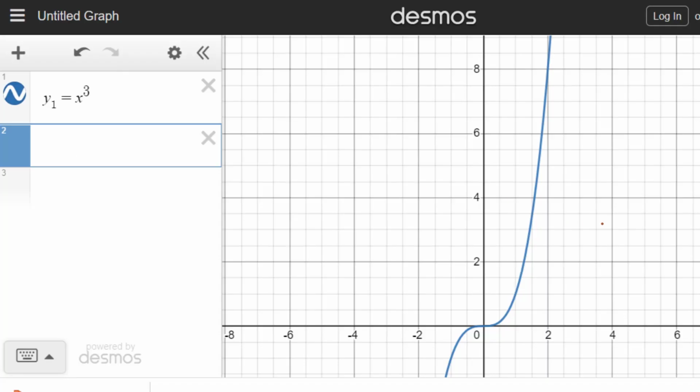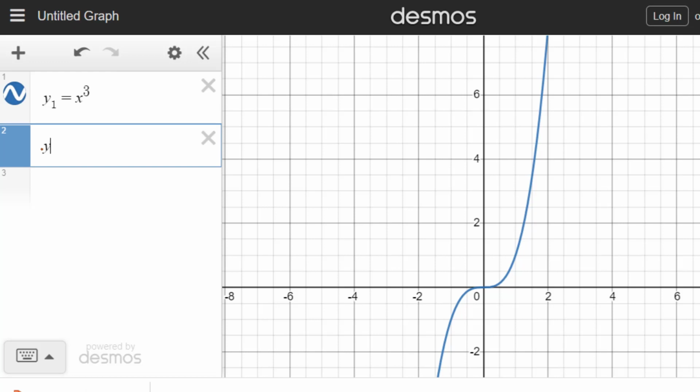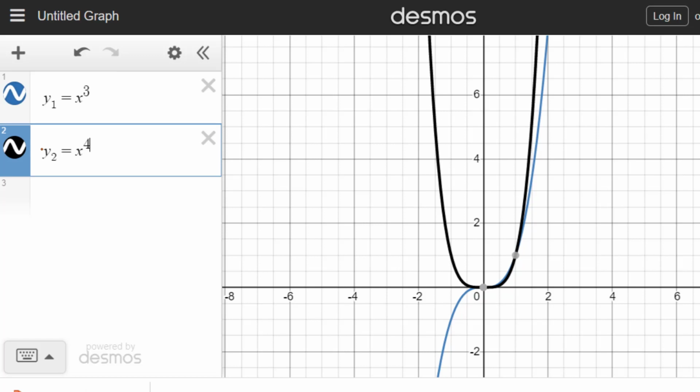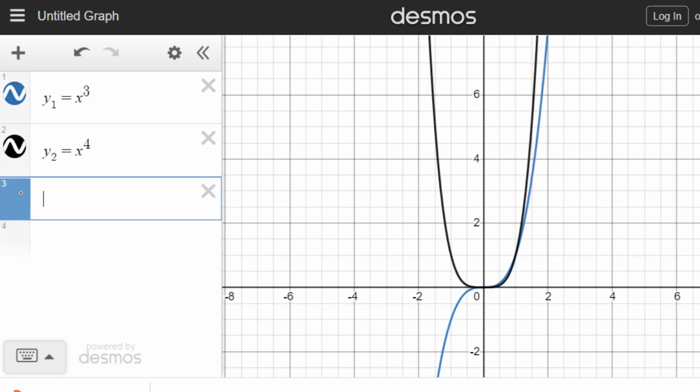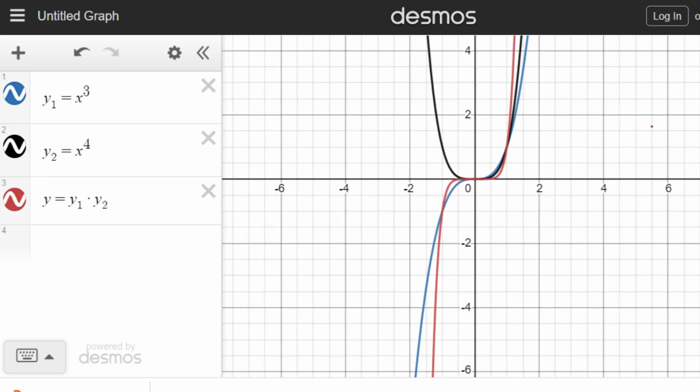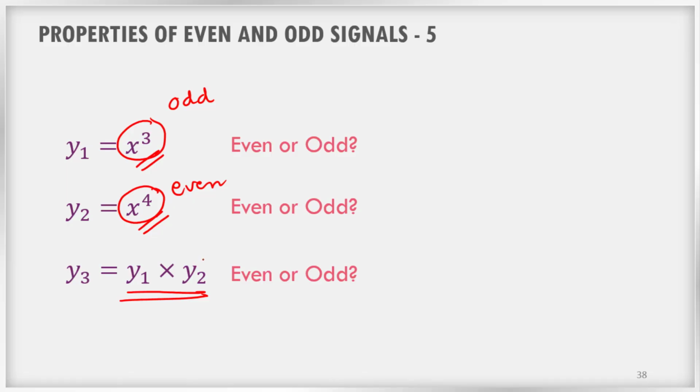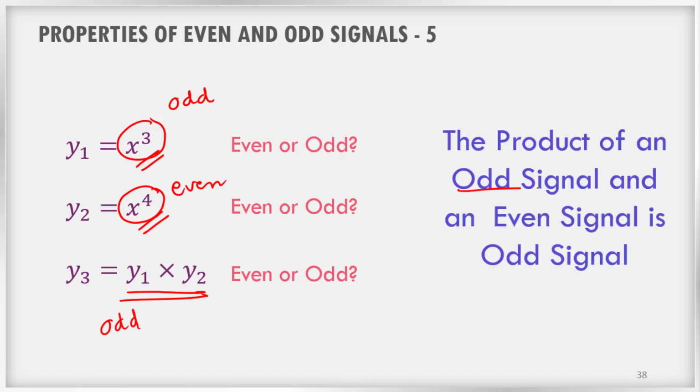So we already have y1 equal to x cube here, and the other one is y2 equal to x power 4. So this one is an odd signal and this one is an even signal. If I multiply, what happens? y is equal to y1 into y2. You can see that the resultant is red color. Okay, I will hide the other signals. You can see that it is an odd signal. So we can say that the product of an even and odd signal will be odd. So the product of an odd signal and an even signal is always an odd signal.